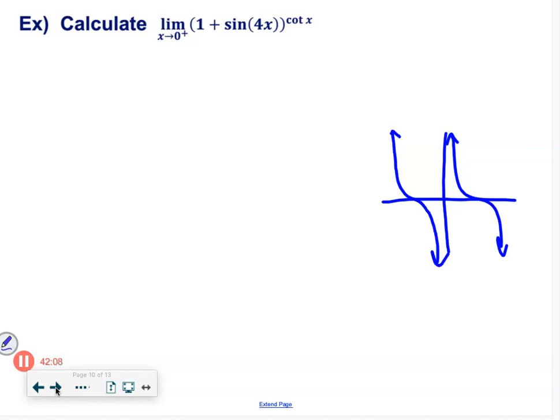So if I ask you the cotangent as x approaches 0 from the right, what do you get? Positive infinity. So this is a 1 to the infinity type.